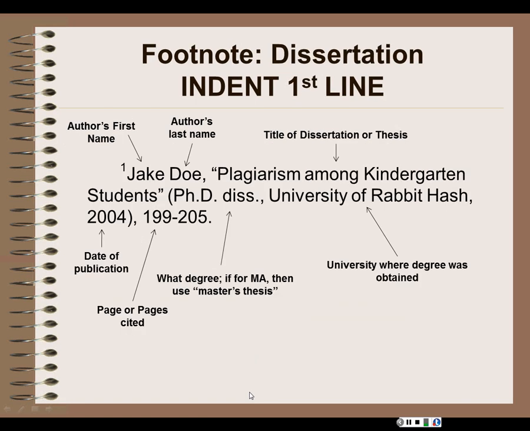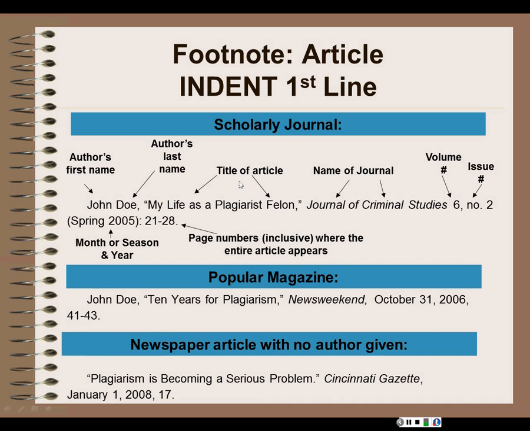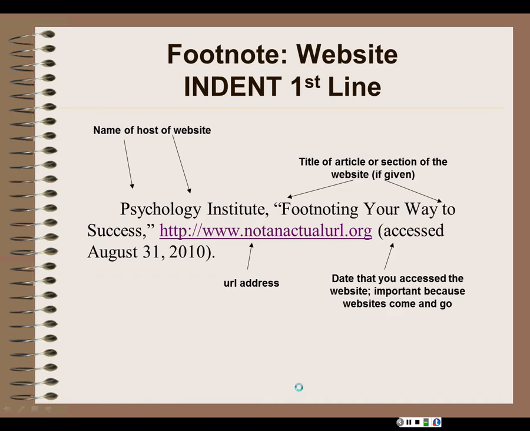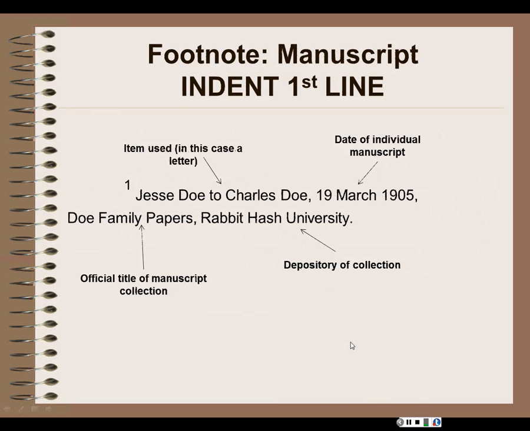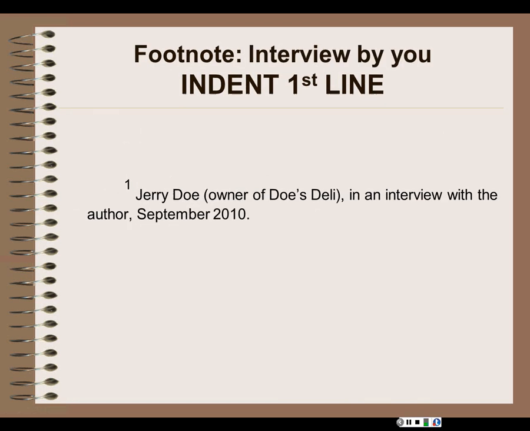A dissertation, I show you how to do that. How to do a scholarly article, how to do a popular magazine, how to do a newspaper article, how to do a website even, how to do a book review. So you're going to have a book review to do, and you need to find a book review of that book, so this is how you do book reviews. And it needs to be in this format because, again, we're doing Chicago style in public history. A manuscript, an interview by you.